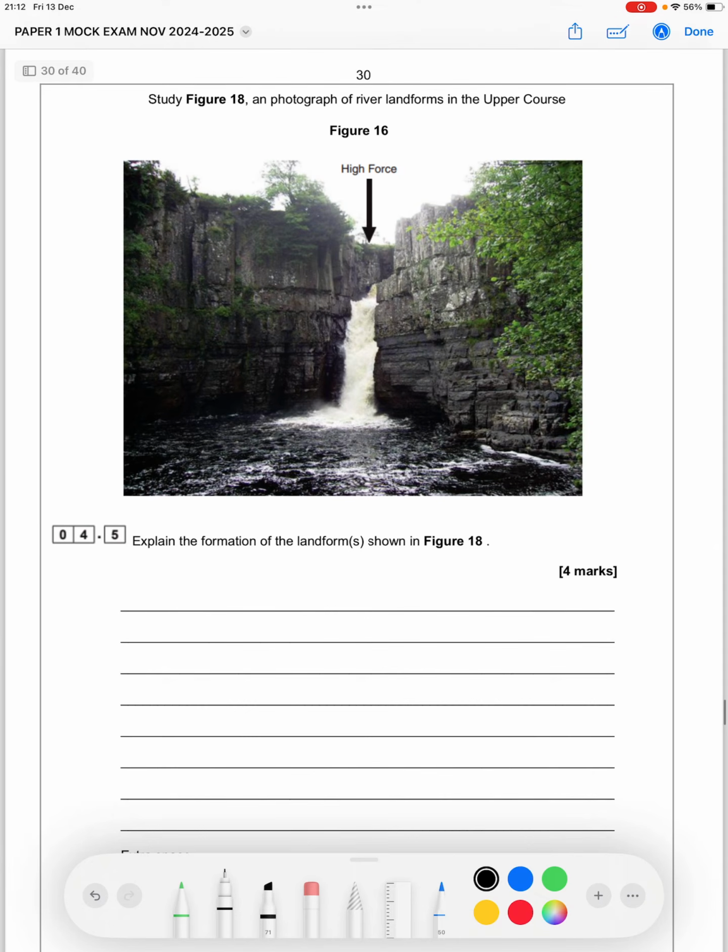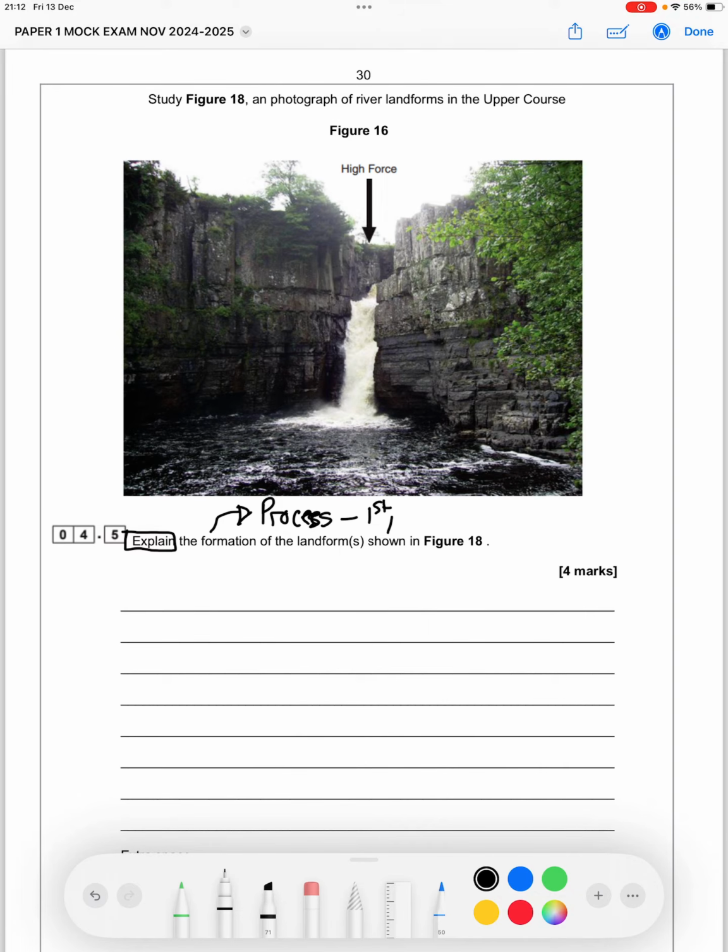So, nearly there. So we've got figure 18, photograph of a landform. Even if you've not been revising, this should be pretty straightforward. It's a waterfall. So what you've got to do is explain how a waterfall forms. So you've got your command word. It's basically a formation question. So this is what we would call the process model.